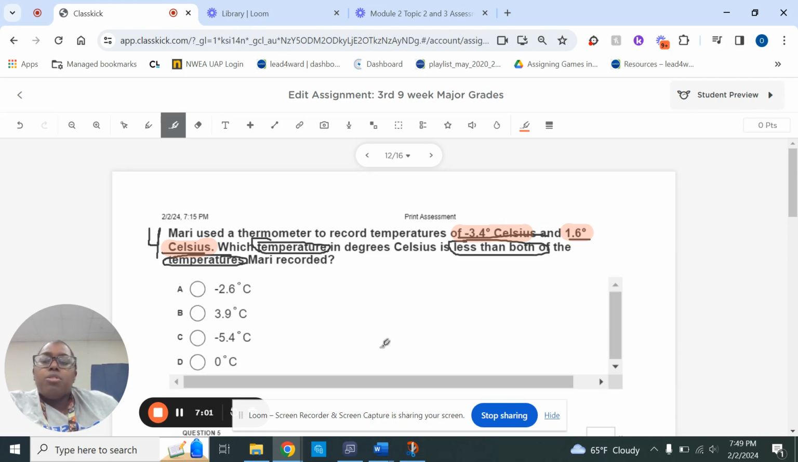If you're having difficulty with this particular question, I would suggest you draw yourself a number line, either a horizontal one or a vertical one if you really want to make it look like a thermometer, and kind of decide where these numbers go on that number line. Make sure your number line is numbered, and that will help you the most.